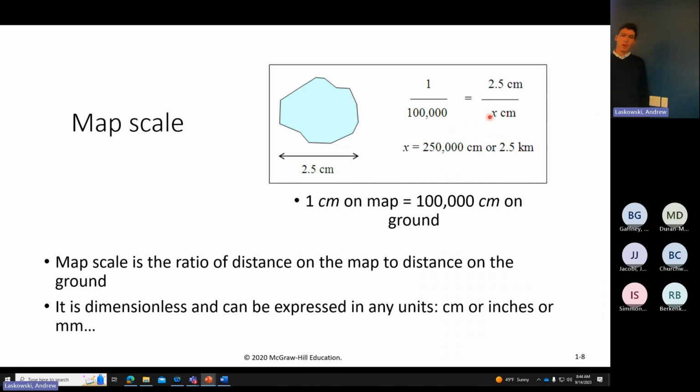You can do easy conversions by setting up simple equations. So we'll get a little bit of practice with that. I can guarantee you on some exam, you'll be asked to do some unit conversions related to map scale.